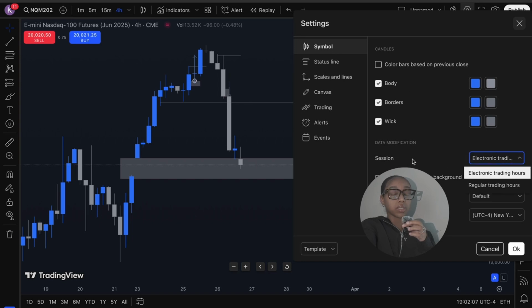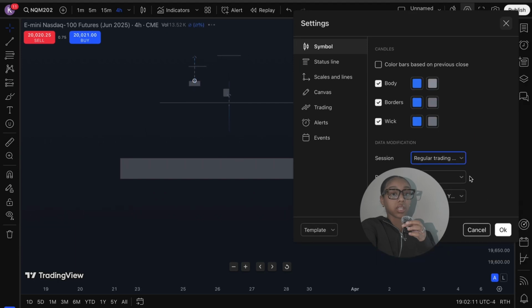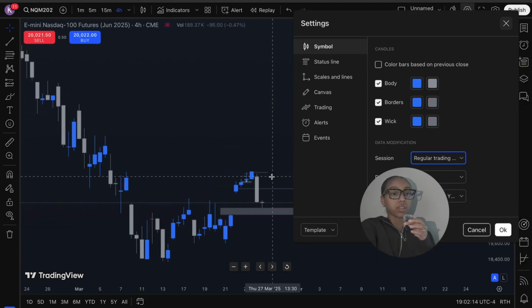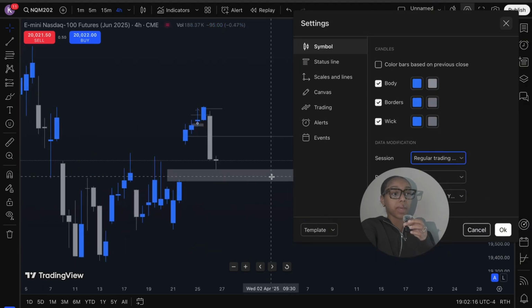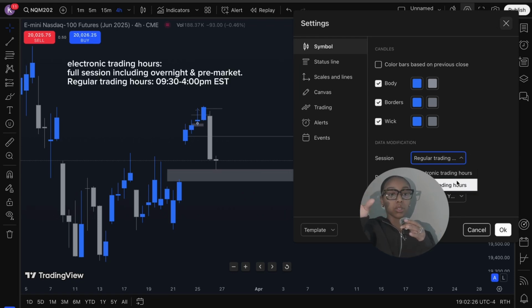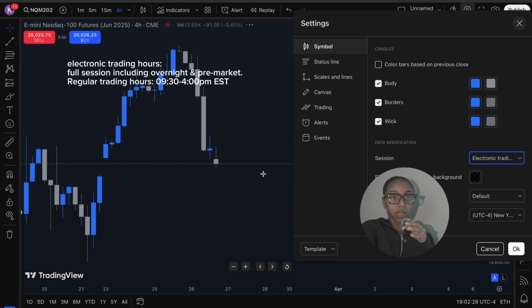So you go up to symbol, and then there's two options near session. There's electronic trading hours, and then there's regular trading hours. And this is how regular trading hours looks, right? I don't know what the difference is between the two, and maybe I'll put it on the screen after I do a little bit of research and before I post this video.